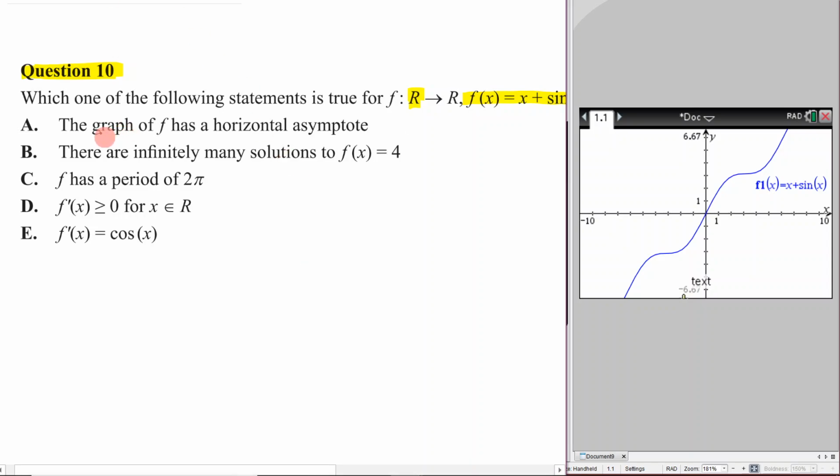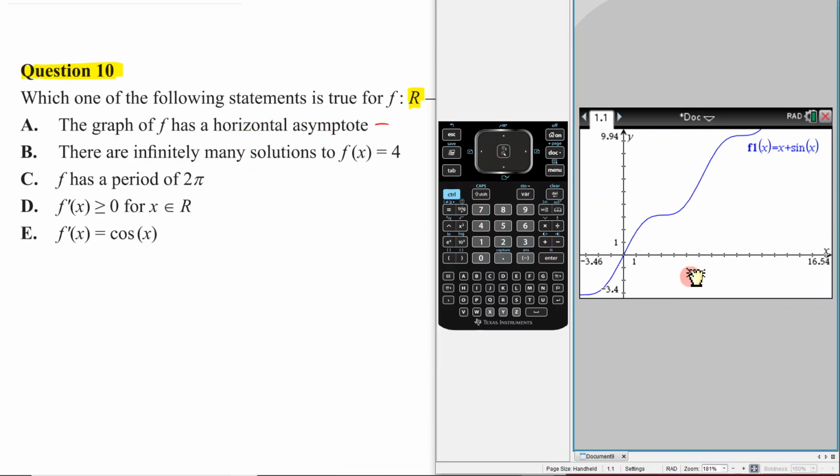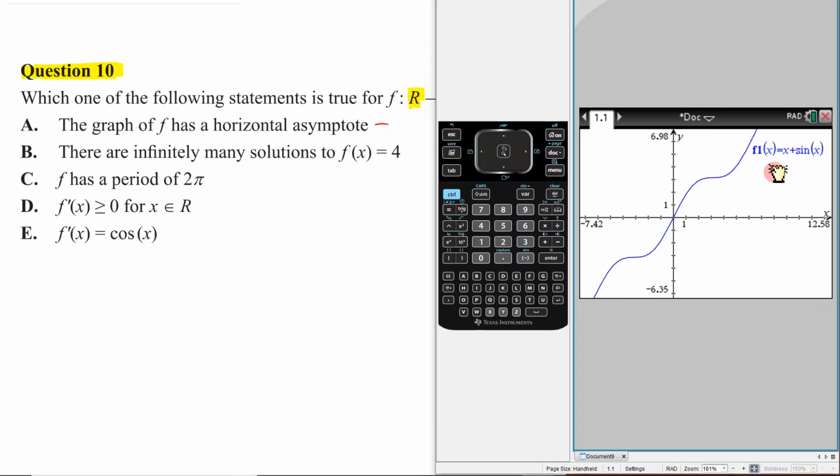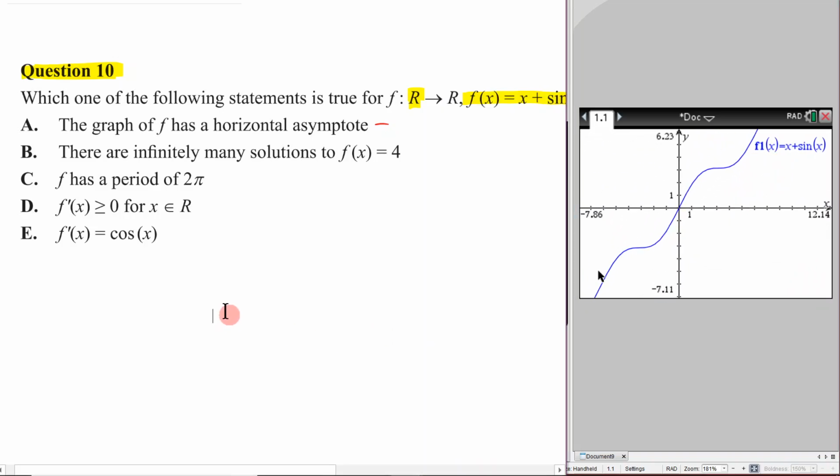So the first thing here, it says the graph of f has a horizontal asymptote. Well, if I look here, do I have any asymptotes? Do I have any horizontal asymptotes? Do I have any vertical asymptotes? Quite clearly, I do not. So I would simply say there are no asymptotes. Well, I don't have to say anything. This is multiple choice. But just so we're all clear on it, we can get rid of this one because by looking at the graph, there are no asymptotes.